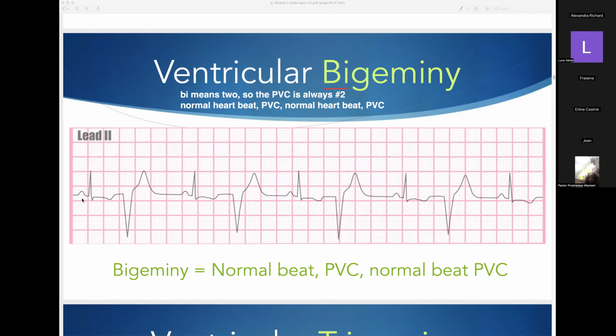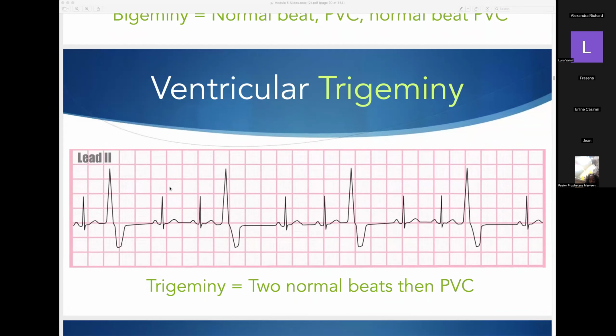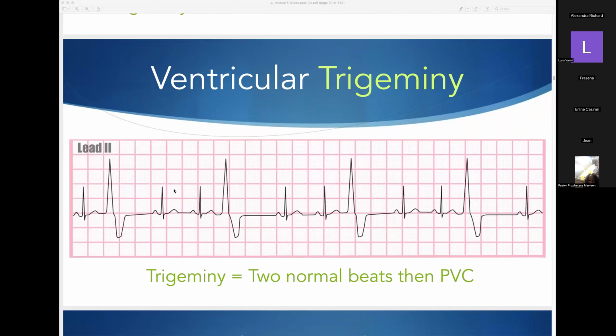Okay, all right. Now let's look at ventricular trigeminy. So tri means three. So that means the PVC is number three. So that means you have two normal heartbeats and then a PVC. Two normal heartbeats and then a PVC. Sometimes the first heartbeats get cut off, so you might have to look at the second PVC so that you can see one, two, the PVC is number three. Because the PVC is number three, that's ventricular trigeminy.